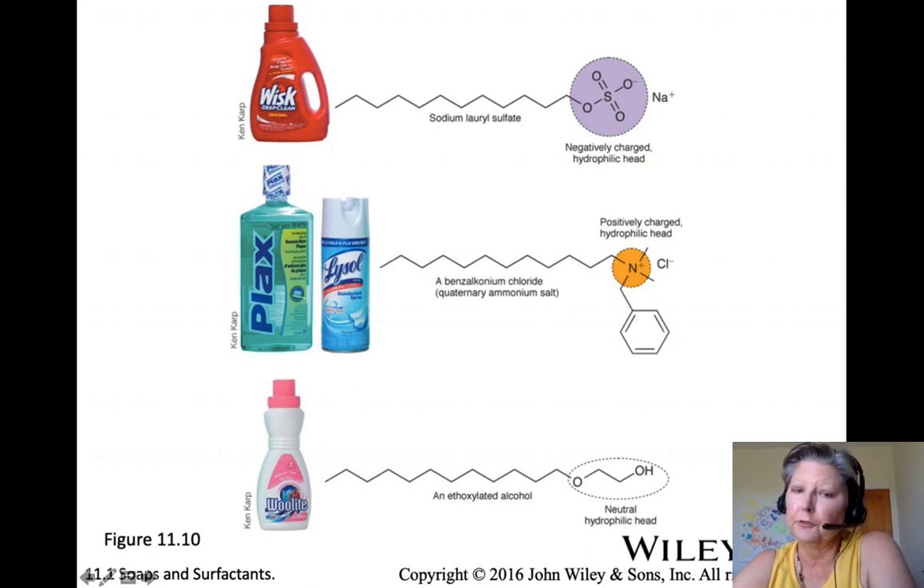And then a neutral group that was in something like Woolite. It's still a polar tail, but it doesn't have a charge, a positive or negative charge.